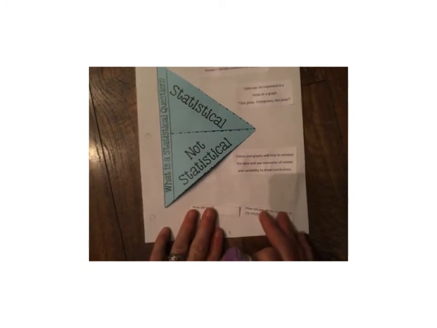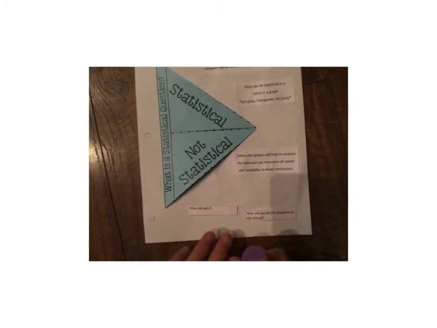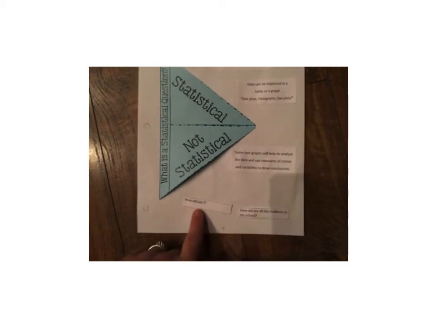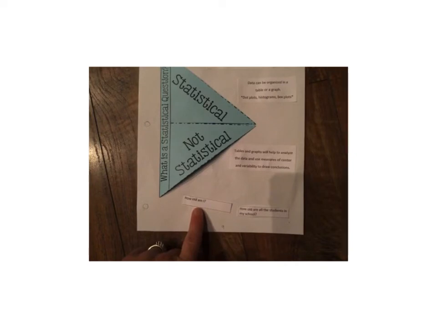So if we look at these two questions we have here, how old are all the students in my school, and how old am I? We want to figure out which one is statistical, meaning it has lots of answers. Well, if we ask how old am I, you as a 6th grader probably go thinking, well, I'm 11 or I'm 12 or something around there. I'm thinking I'm a little bit older than that. So I would get one answer for that question.